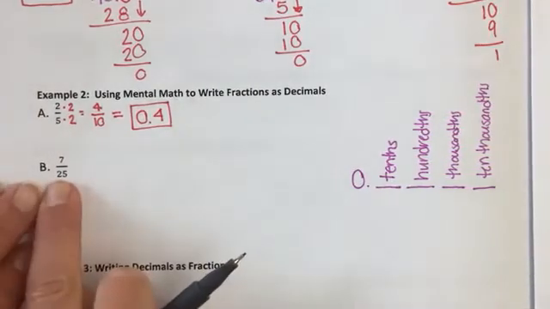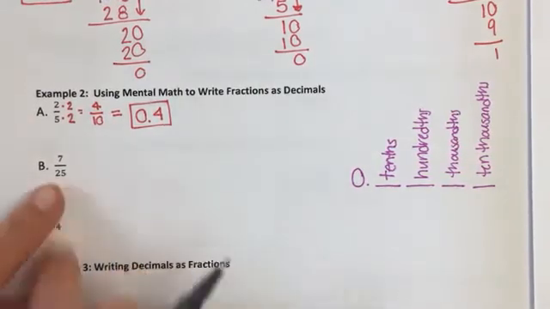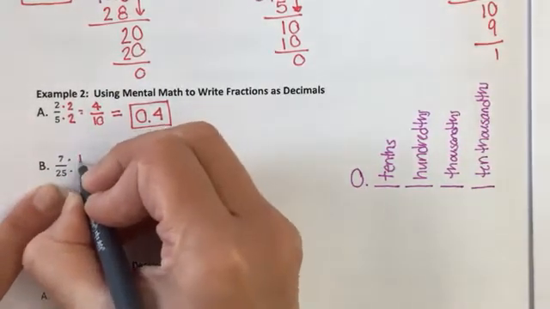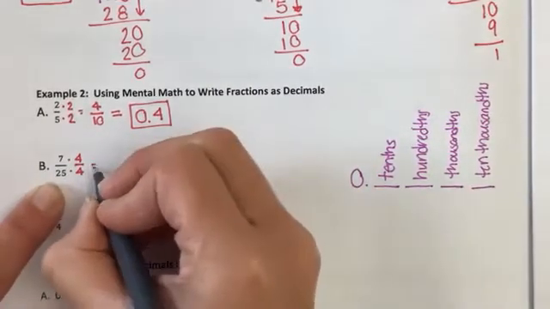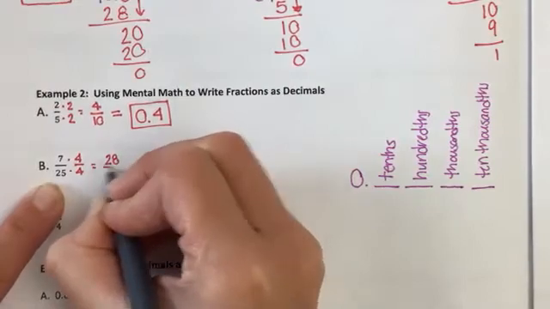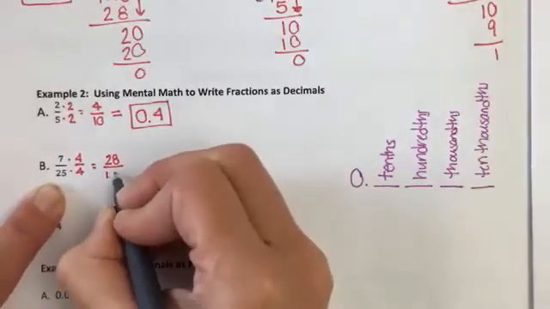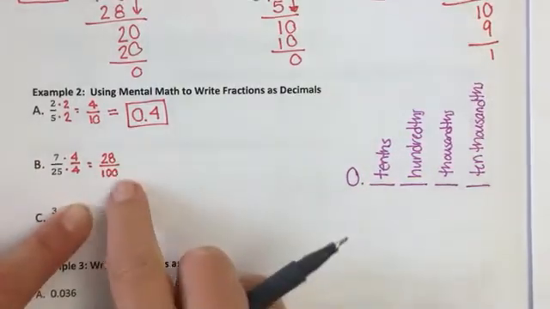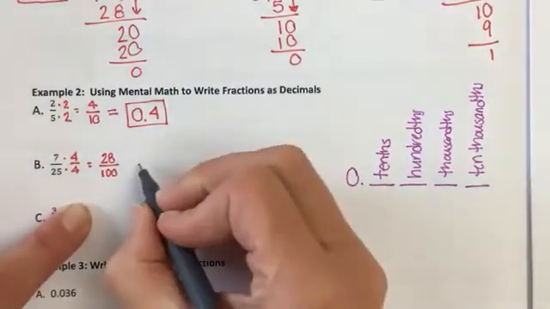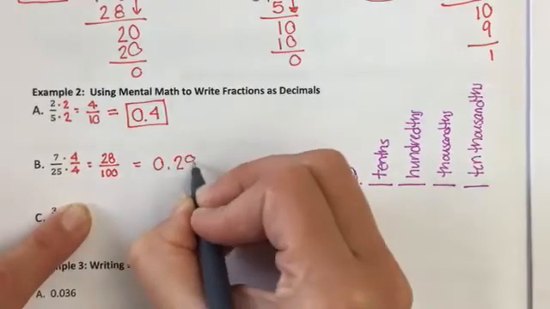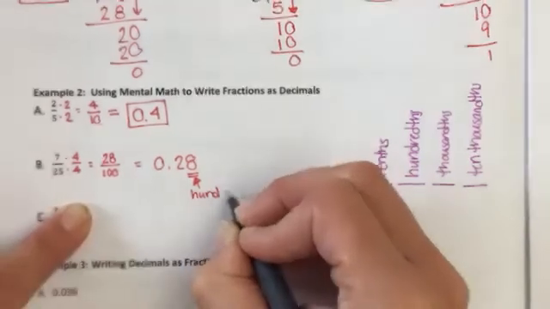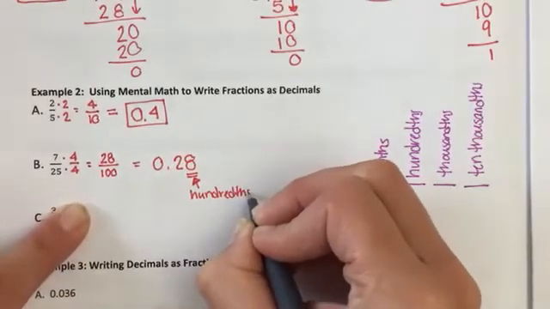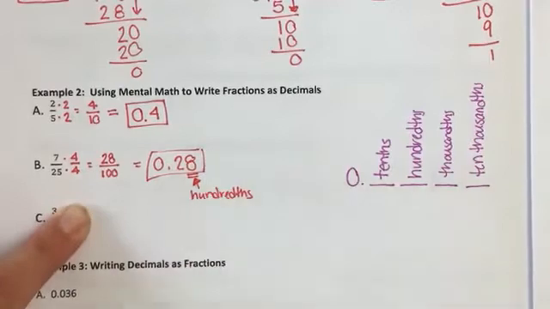When I look at 25, I know that if I multiply it by 4, I can get to 100. So if I multiply both the top and the bottom by a 4, 7 times 4 is 28. 25 times 4 is 100. So I have 28 hundredths, so I write it like this. That 8 is in the hundredths place. And that's your answer.